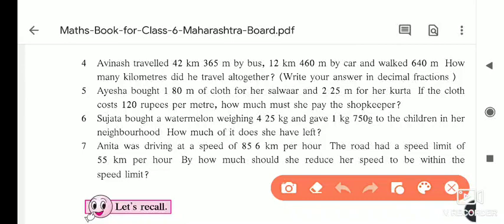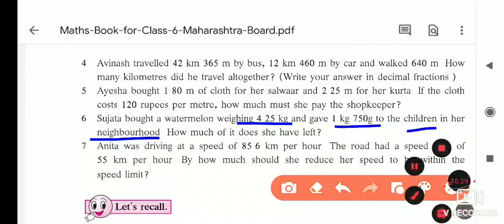The next question is: Sujata brought watermelon of weight 4.25 kg, and she gave 1 kg 750 grams to the children in the neighborhood. She gave the neighborhood 1.750 kg of watermelon. Then how much does she have left? This is the question, so we will solve it.